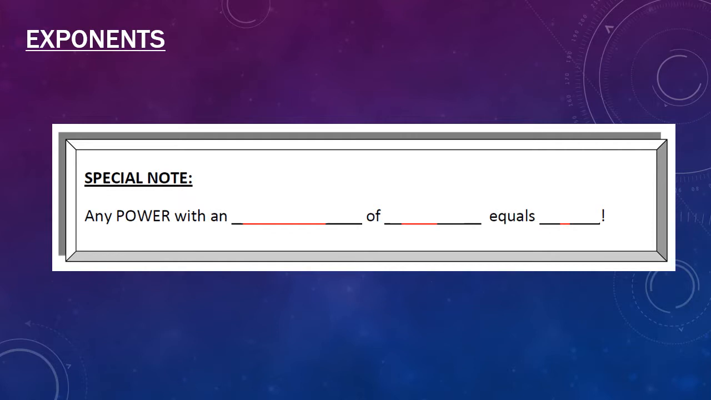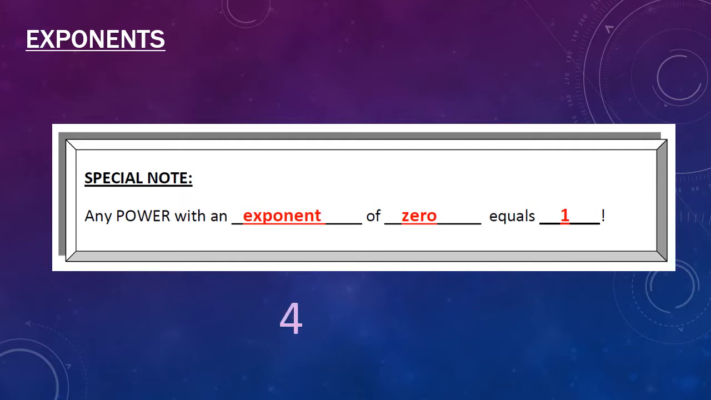All right, at the bottom of your page, I want you to put a big, huge star, exclamation point, circle, something, because this is so, so, so important. Any power with an exponent, little tiny number, of 0 is not 0. The answer equals 1. Any number or any power, which is a number with an exponent, that has an exponent of 0, the answer is always 1.